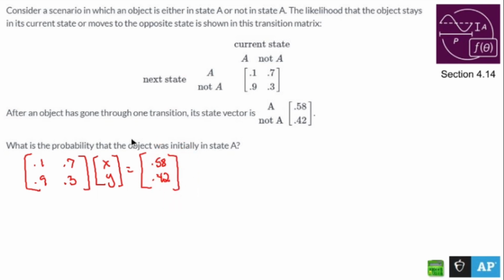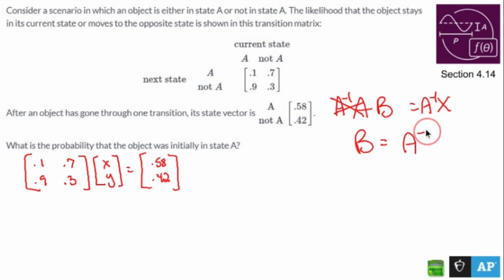Now, this is one of those situations where I'm given something that looks like this: A times B equals X. And so what I need to do is take the inverse of A and multiply it on both sides so that it cancels out, and then B equals A inverse X. Since I'm allowed to use a calculator for this one, that's exactly what I'm going to do. I'm going to call this A, and this is now X, and I'm going to find out what A inverse times X equals, and that will help me come up with an answer.